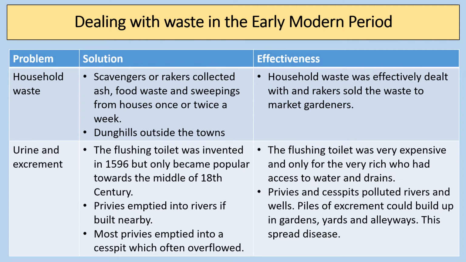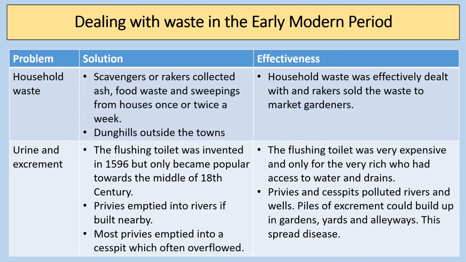So dealing with waste in the early modern period, in terms of household waste, there would be in towns, for example, scavengers or rakers, who would collect ash, food waste and sweepings from houses once or twice a week. One of the common features during this time period is to see dung hills outside towns. So that was kind of better. Not so much of a big problem in villages, where people would still have their middens in their garden, which is their rubbish pile, for example.